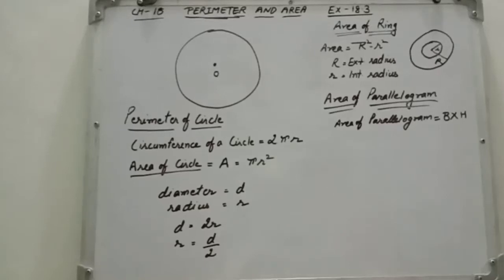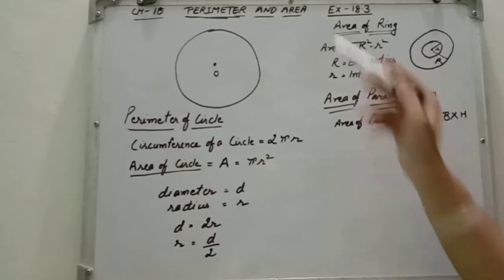Welcome 7th standard students. Today we are going to start chapter 18, perimeter and area, exercise 18.3. In this exercise we will discuss the circle.